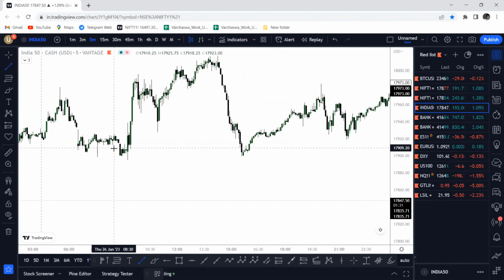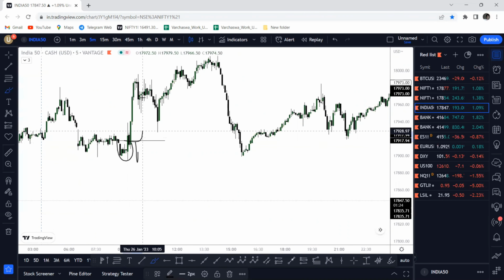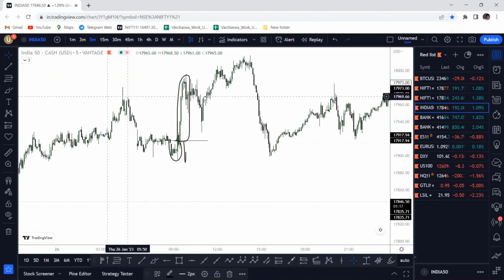Now let's check what happens here. What do we have? 830 is right here, opening price. Price goes down. This is your fake move that forms a wick. This is your wick. This is your up move. This is done for the day. You're supposed to be done for the day right here.